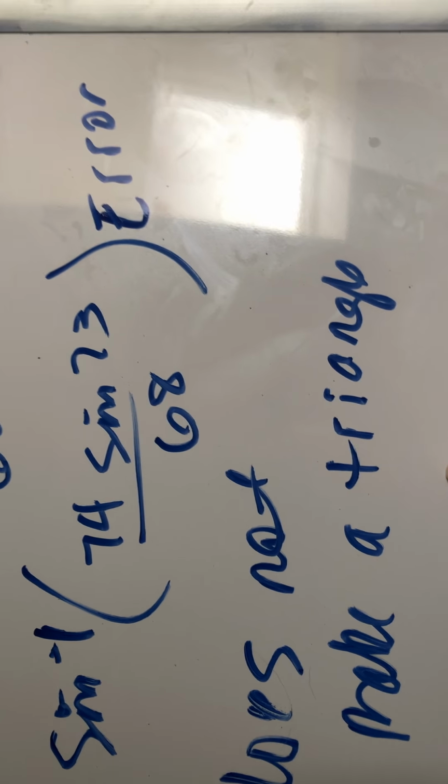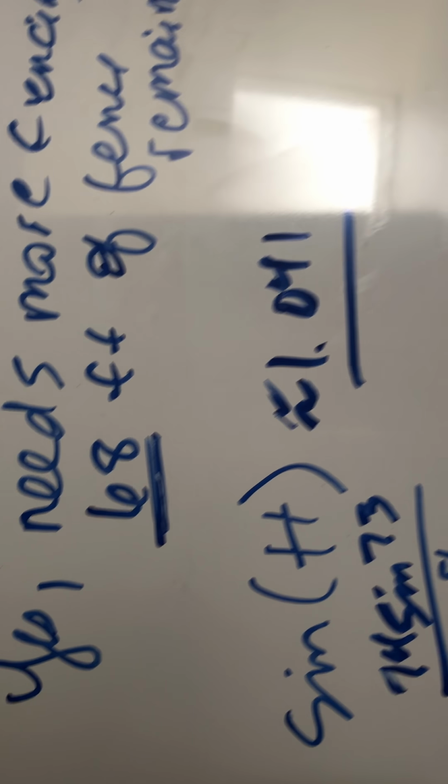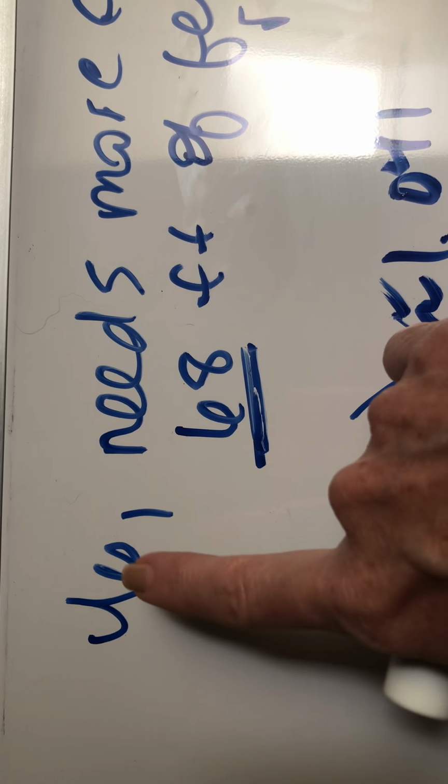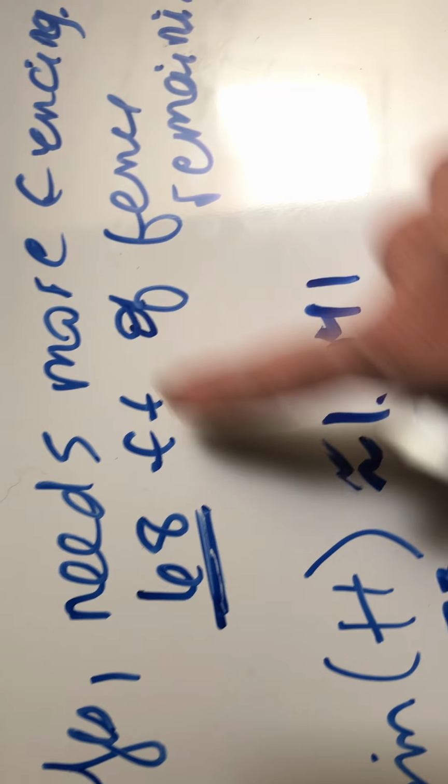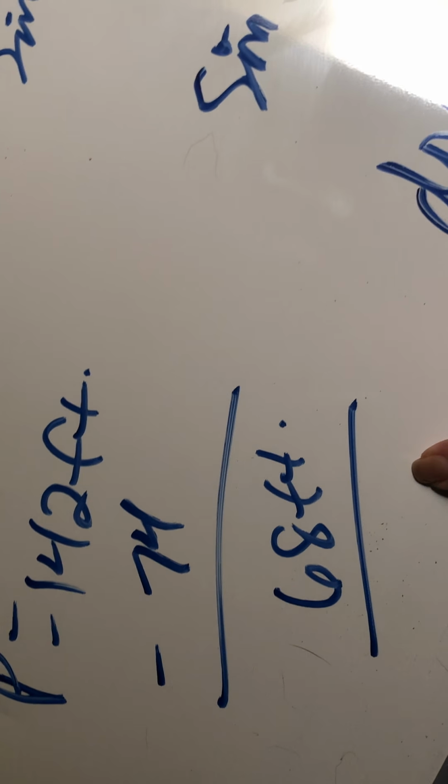And then when you look at your answers, since the question was, do they need to buy more fencing? The answer is yes, they need more fencing. They only have 68 feet of fencing remaining, after we took the 74 out. We took the 74 out, that's how we found the 68.